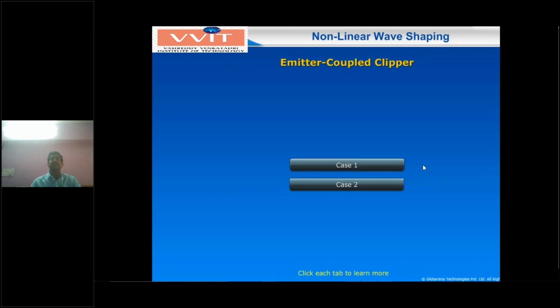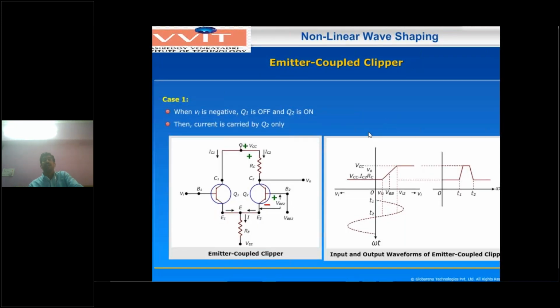Now you have to see the transfer characteristic curve, case 1 and case 2. What are case 1 and case 2? Whenever the input Vi is negative, that is, the input voltage at the Q1 base is negative, Q1 is off and Q2 is on. So with Q2 on, what is the collector terminal voltage? V0 equals VCC minus the drop across RC, that means VCC minus IC2 times RC. This is the output voltage of the second transistor for input voltages less than V gamma.